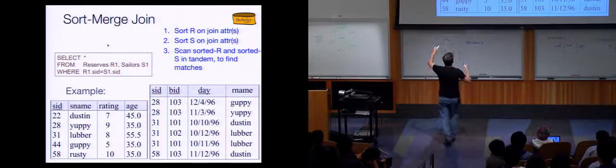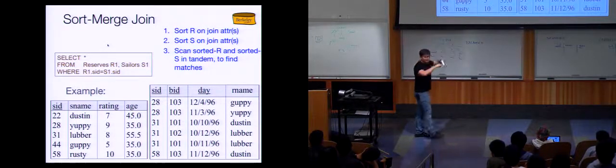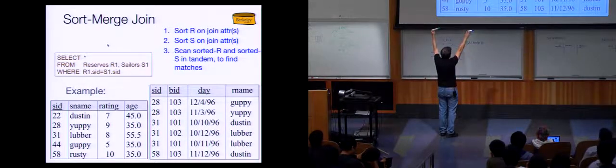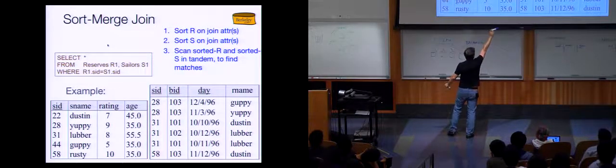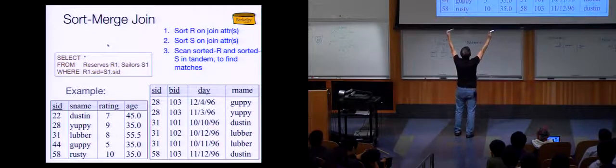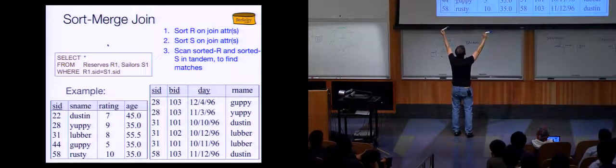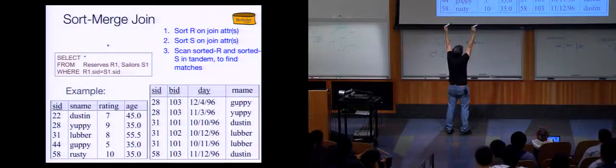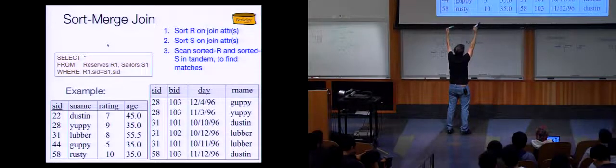And then what we're going to do to merge, the merge is where the joining happens, is we're going to keep a cursor on each table. So we'll have a blue cursor on the reserves table, and a green cursor on the sailors table. And we're going to walk down them finding matches. So we'll start with 22 here and 28 there. Do they match? No. The lower one, the green one, we're going to move down to 28. Does 28 match 28? Yes. Hooray. Send it to the output.